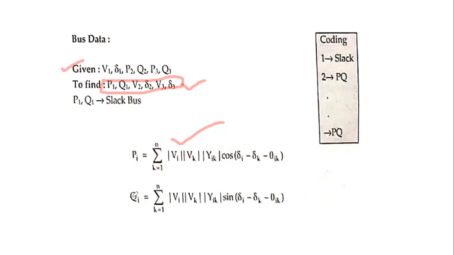Next, for the reactive power, Qi equals sigma k equals 1 to n of Vi Vk Yik sin(delta i minus delta k minus theta ik). These are the formulas for Pi and Qi. Here i is equal to 1, because we are finding P1 and Q1.